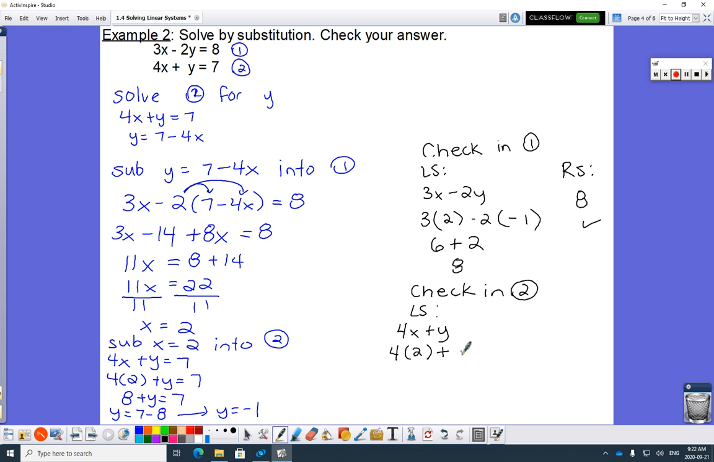So decide for yourself how you want to show this -1. Lots of people like to leave it in brackets so that you take into account the negative. It's going to change the sign here, right? So now we've got 8 minus 1, which is 7.